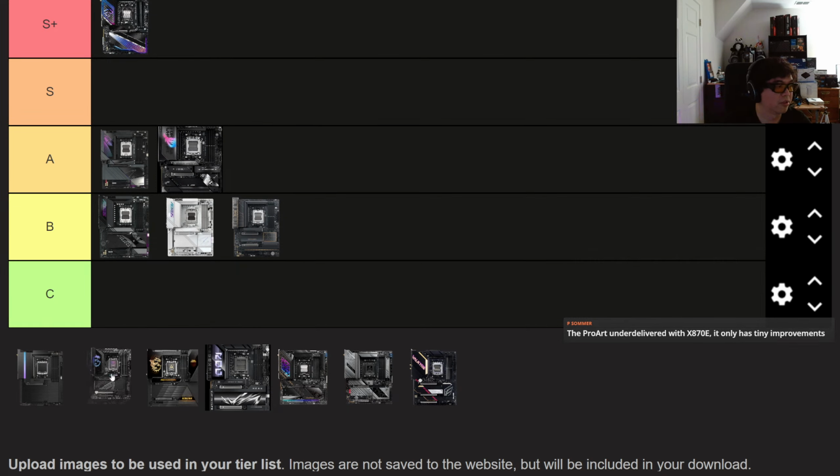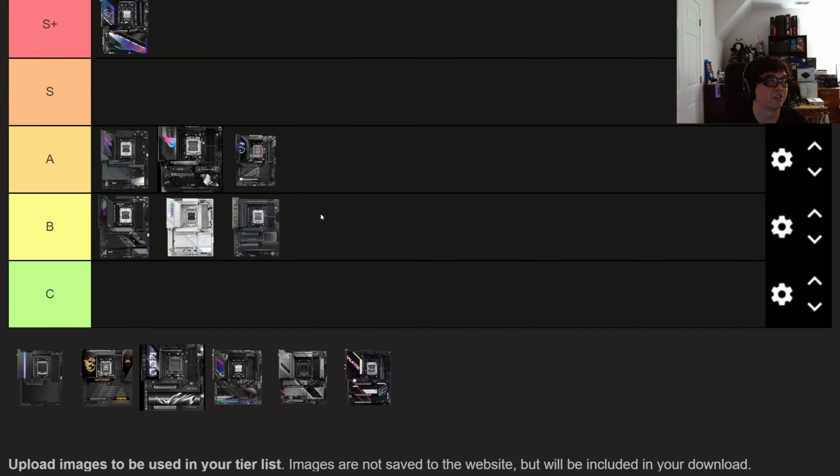So, let's do Carbon next, because Carbon is the other $500 motherboard. Gigabyte has their $500 Aorus Master, ASUS has their $500 Strix, MSI has the Carbon. Now, I think the Carbon is also an A motherboard. Some people think it should be higher. I don't really know why it would be significantly better than these two. It's literally the same price. And I feel like you can't really go wrong with any of these three.